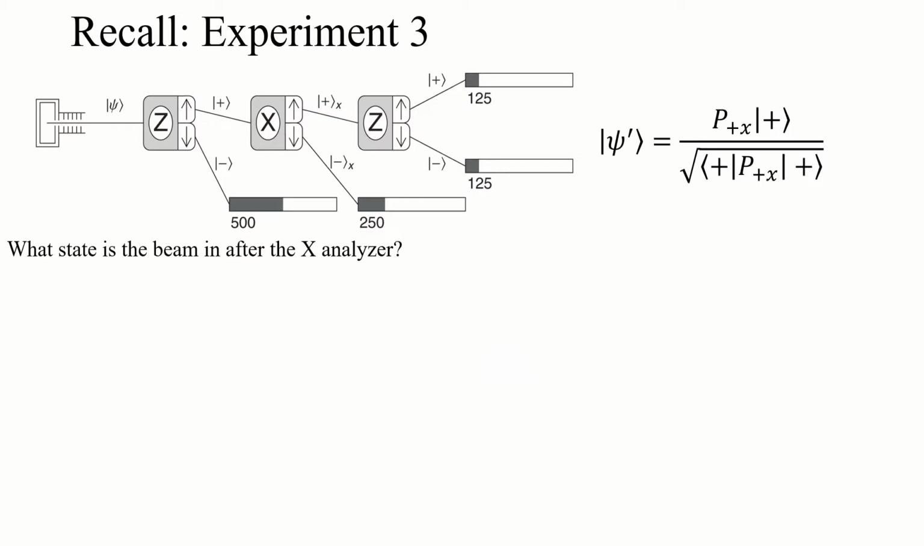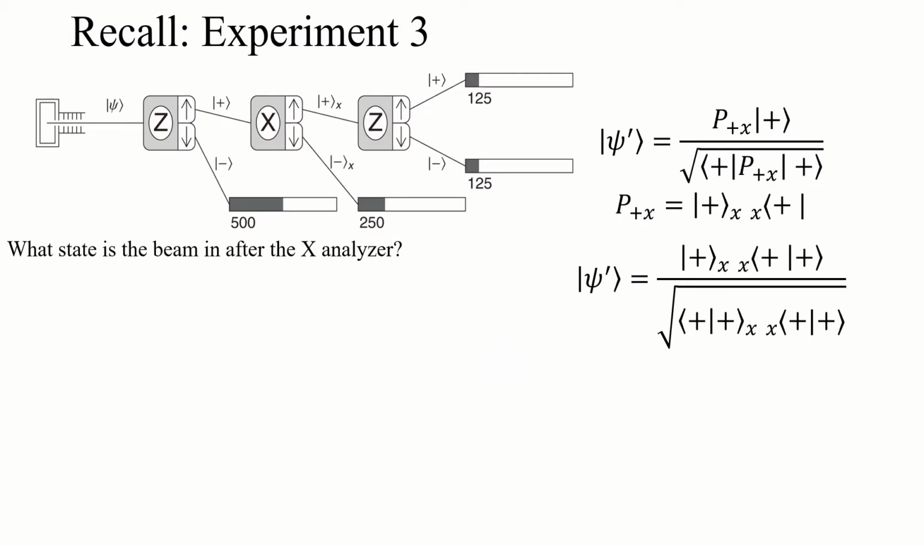So postulate 5 was essentially this: the state of the system after some measurement is the normalized projection of the initial state onto the eigenstate that corresponds to the measured eigenvalue. That's what's shown here. We have the initial state, the beam coming in, and we use the projection operator for the spin up in the X direction, because that's the beam that's coming out. We know that projection operator is just the ket and bra outer product of that state. So plugging that into postulate 5, we get something that looks like this.